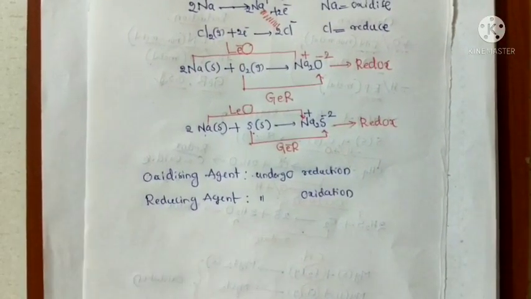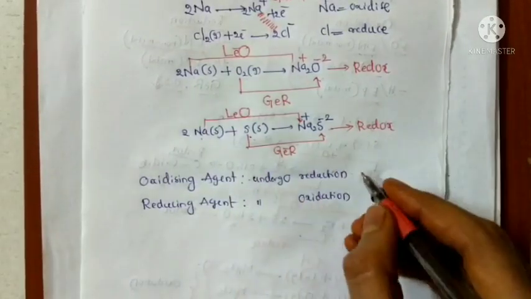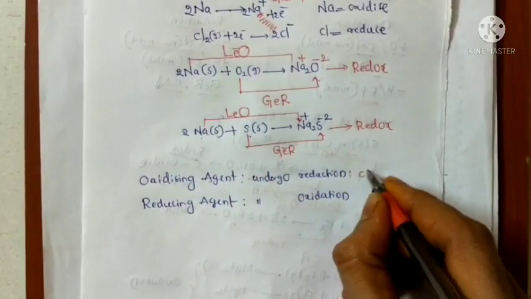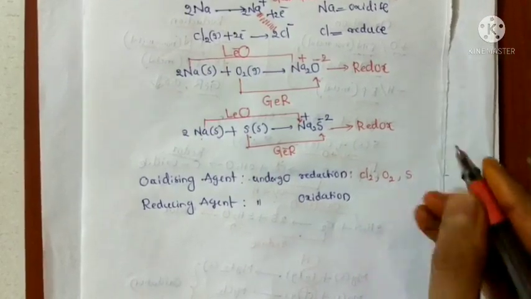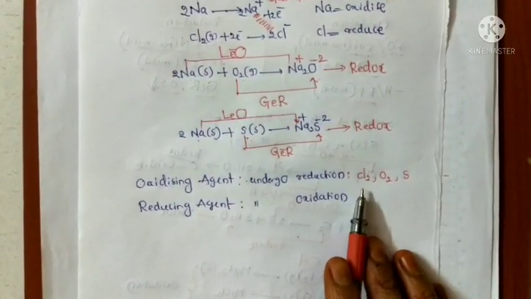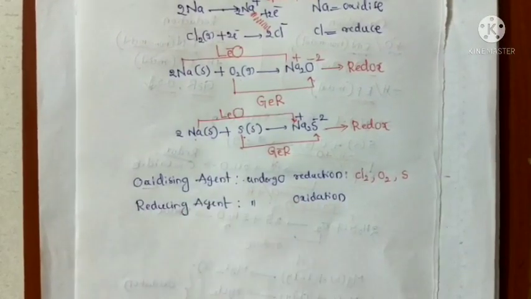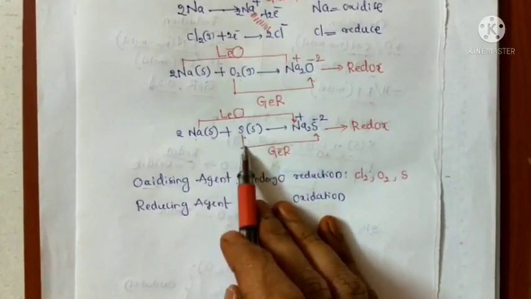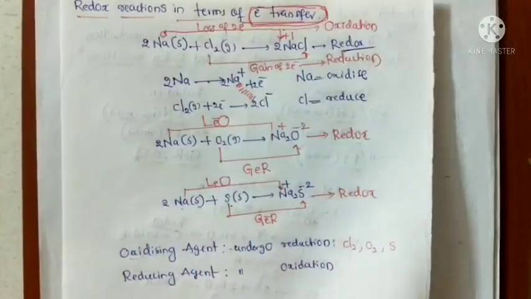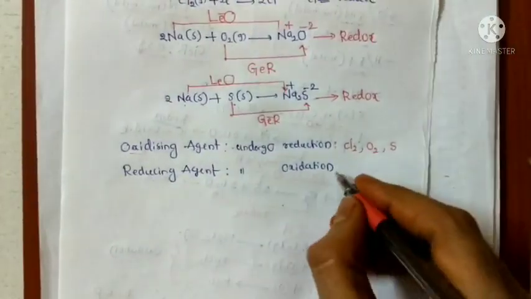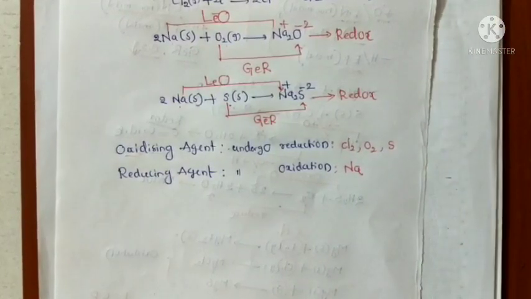From these reactions we can conclude, which act as oxidizing agents? Chlorine, oxygen and sulfur. These substances can act as oxidizing agents because sulfur, oxygen and chlorine undergo the reduction process. And sodium metal can act as a reducing agent.